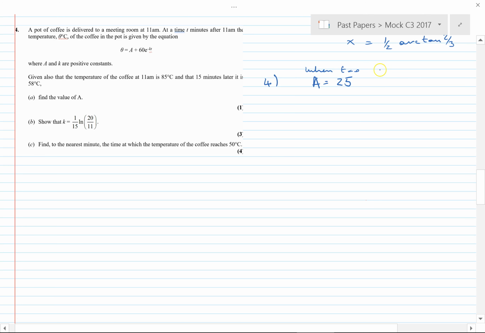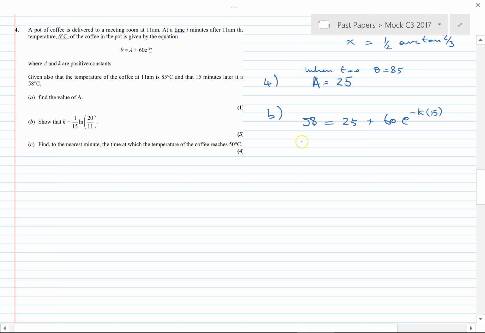T equals 0, theta equals 85, so that gives A equals 25. Okay, part B, here we're using the 15 minutes at 58 degrees C information. So we're going to have 58 is equal to 25 plus 60 e to the minus kt, and we know that t is 15. So we can take that away.